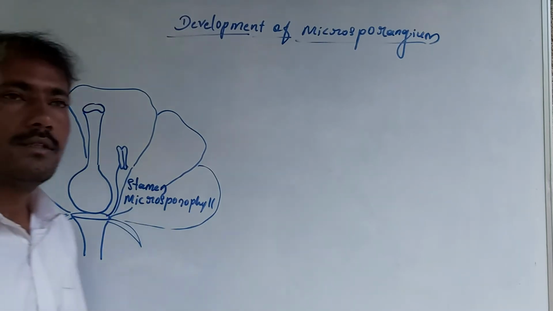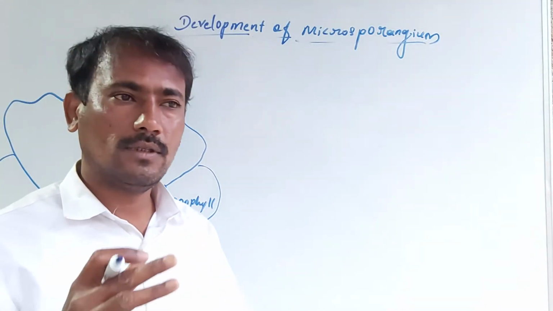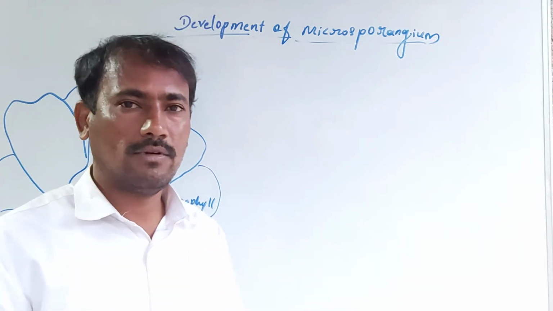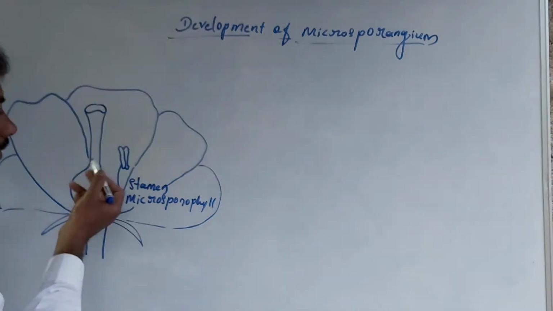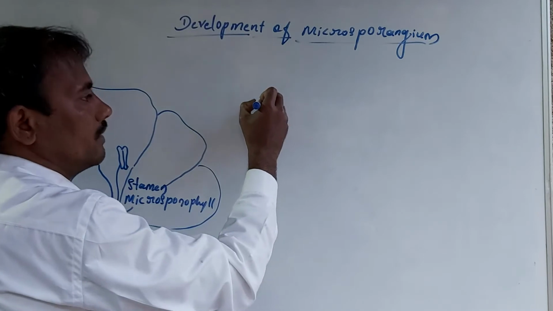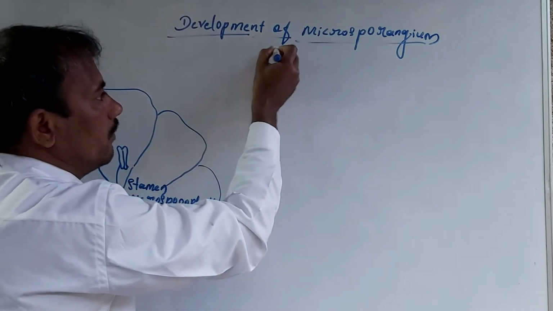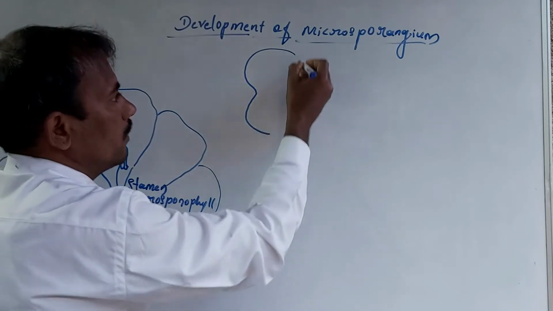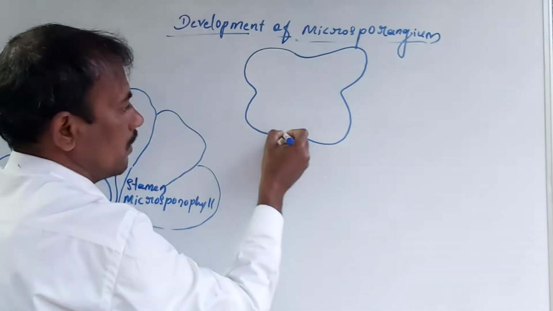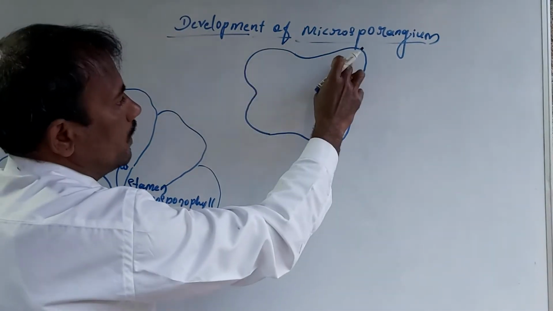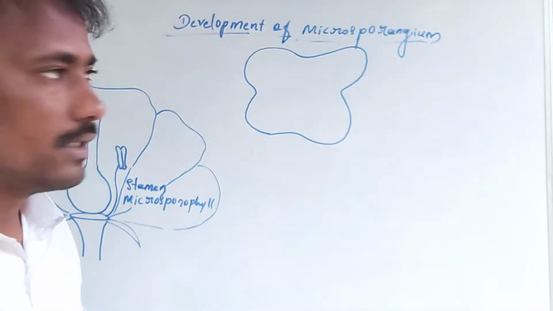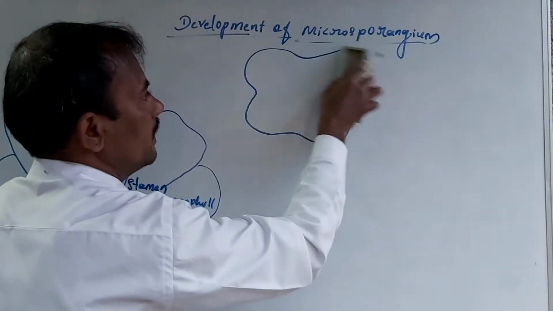In very early stages of the growth and development of the microsporangium on the thalamus of the flower, if you take the section of a very young anther, it reveals four vertical rows of cells at each lobe.